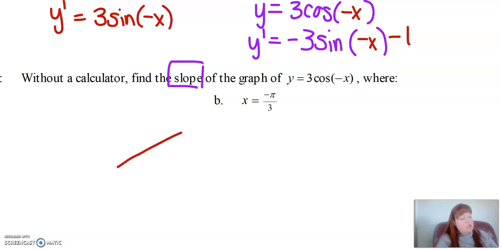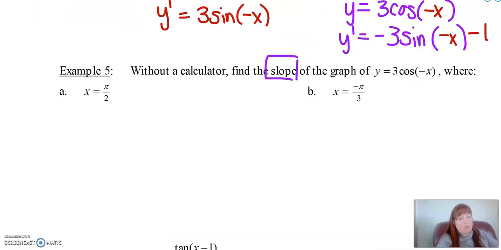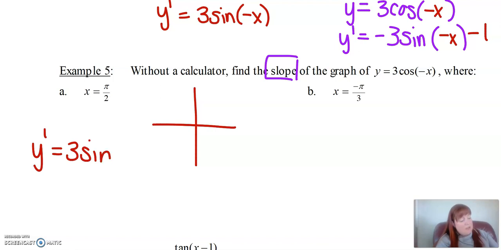Okay, so now let's evaluate this derivative at these 2 points. First we're going to evaluate it at pi over 2. So we're going to think about our unit circle. Let's plug this in. y prime equals 3 sine of negative pi over 2 because it's negative x. So where is negative pi over 2? That's this angle right here. So it's negative 90 degrees if we think about it that way.